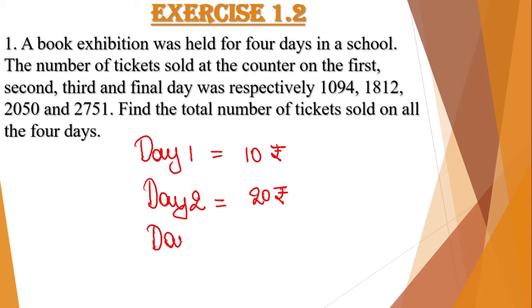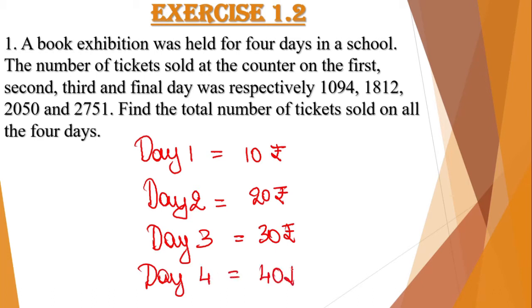And on day 3, they gave you 30 rupees. And on day 4, they gave you 40 rupees. Right. Now, what we should find out? We should find the total number of rupees they gave you on all the 4 days. Right. Total means we should find out the answer. Now, how to find total? We should just add them, right?